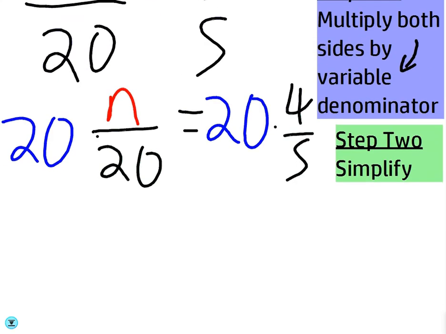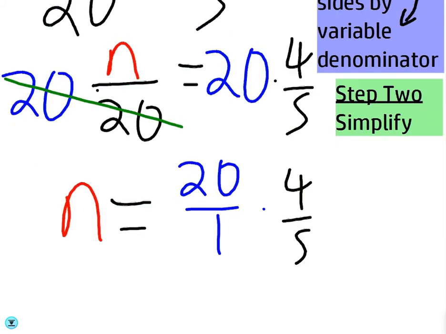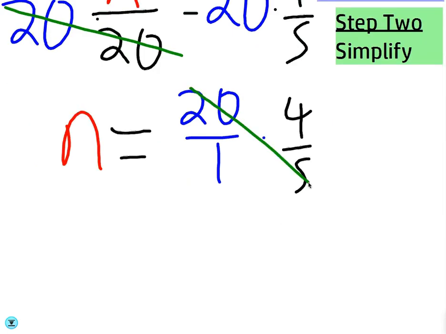Well, there's an easier way to do this. So first of all, let's just go ahead and cancel the right side out. So that's n. The easy way to do this, guys, is also to cross cancel. So we can write 20 as 20 over 1 times 4 over 5. Yes, you can multiply straight across and get 80 over 5, but it's a lot easier if you just do this. 20 over 5 equals 4.